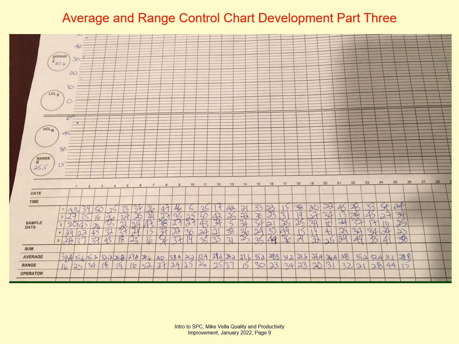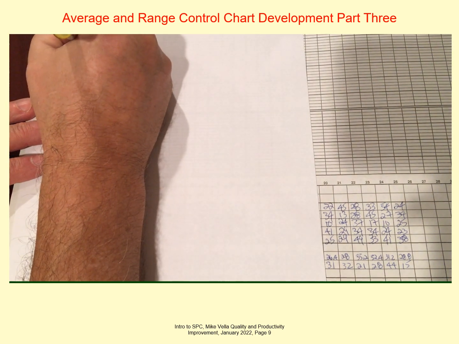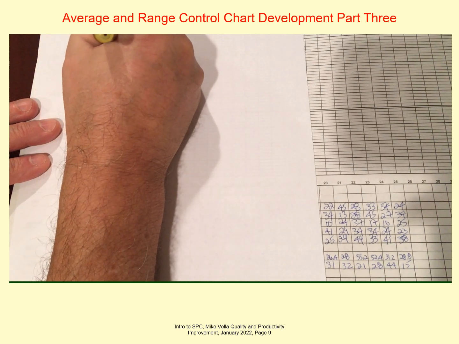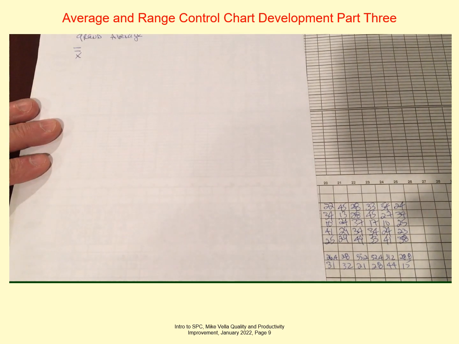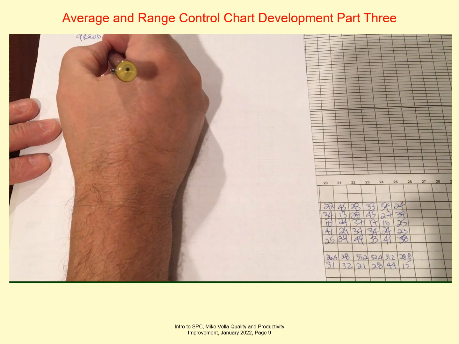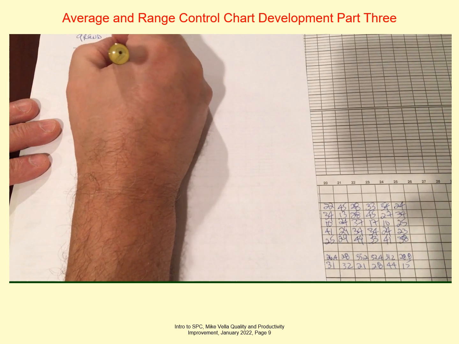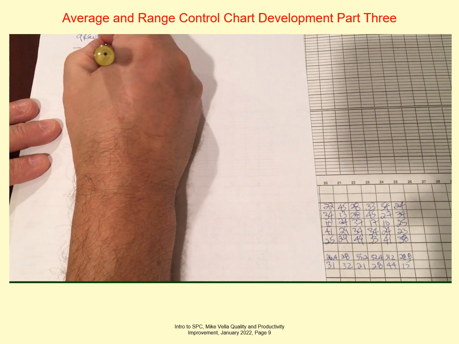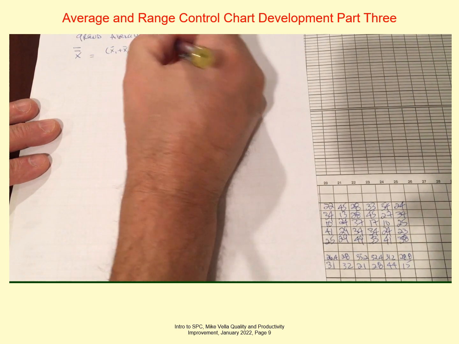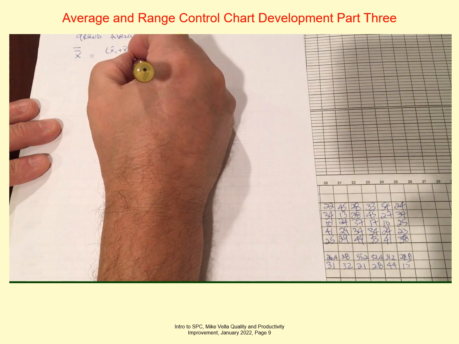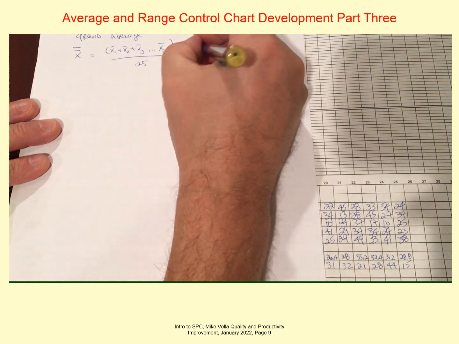So let's get to those calculations. Pretty straightforward. So the first number that we want to calculate is the grand average. And the grand average looks like that, the X double bar. And that is the average of all the subgroup averages. So X bar 1 plus X bar 2 plus X bar 3 all the way to X bar 25, since we have 25 subgroups, divided by 25. And if you go through the numbers, you'll find that in our case it is 30.6.